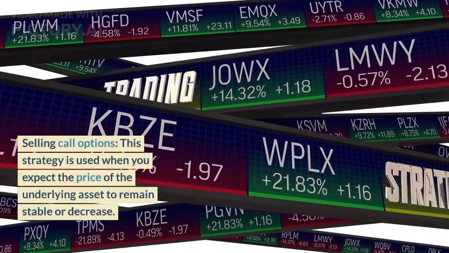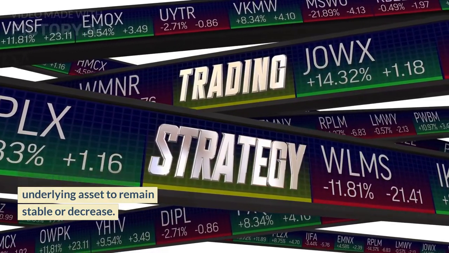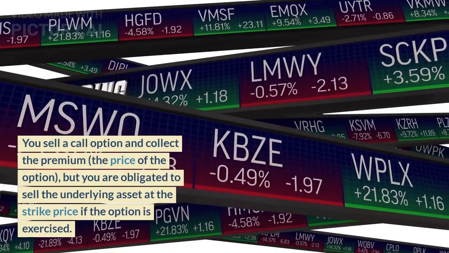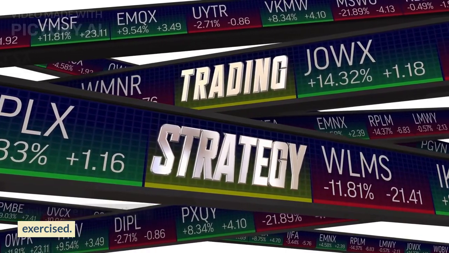Selling call options. This strategy is used when you expect the price of the underlying asset to remain stable or decrease. You sell a call option and collect the premium, the price of the option, but you are obligated to sell the underlying asset at the strike price if the option is exercised.